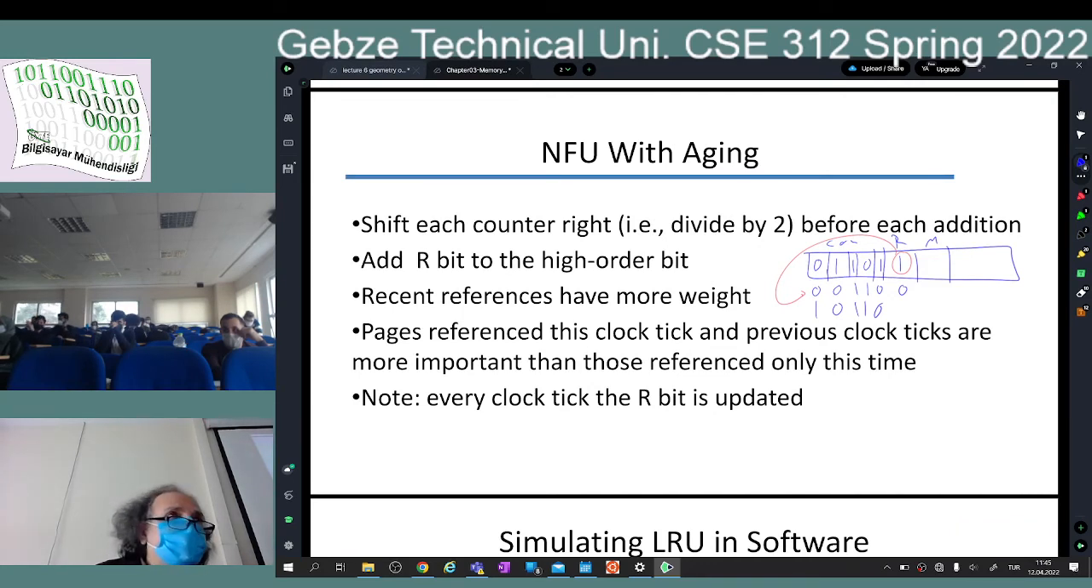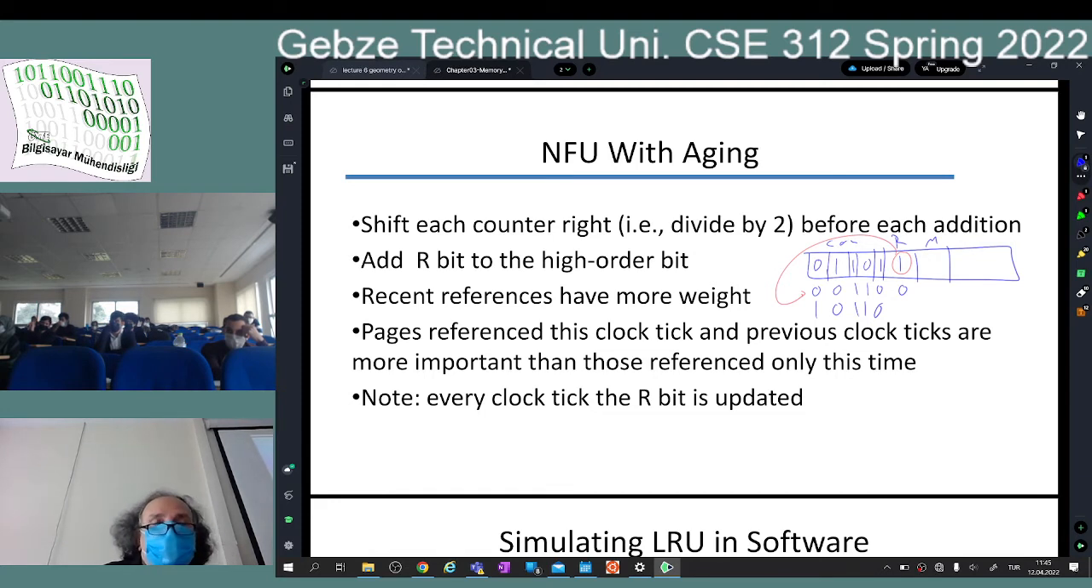It measures how many times it is used, but it is mostly affected by the recent uses. Instead of trivially adding it, I shift right and add it to the beginning, the most significant bit of the counter.